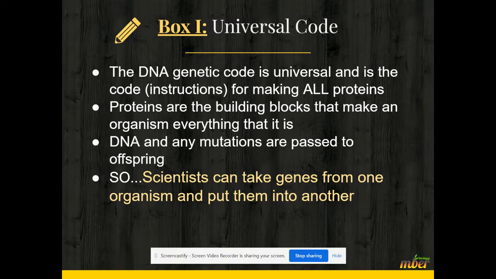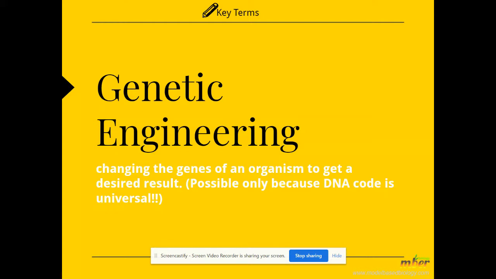So scientists can take genes from one organism and put them into another. This is called genetic engineering. Genetic engineering is changing the genes of an organism to get a desired result. This is possible only because DNA is universal.